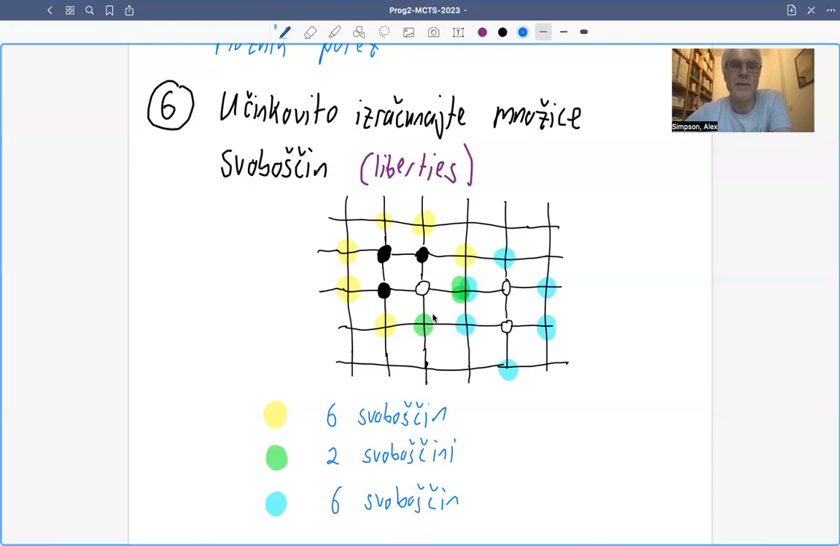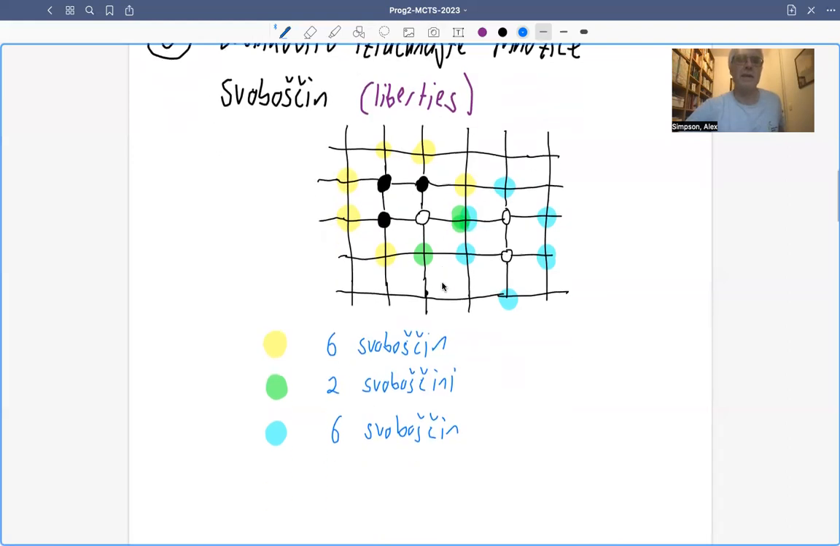The white group has the 2 intersections circled in green as its liberties, and the individual white stone and the other white group of 2 have these 6 light blue circled liberties available. So I think you will all, if you've implemented the game, have got to the situation where you've calculated such groups and their sets of liberties. But it is useful to be able to efficiently calculate these sets of liberties.